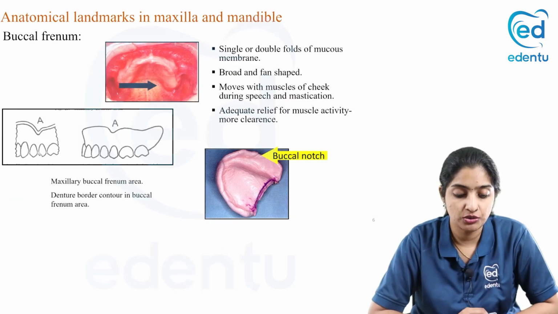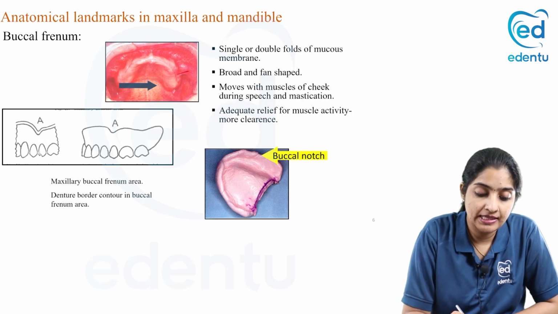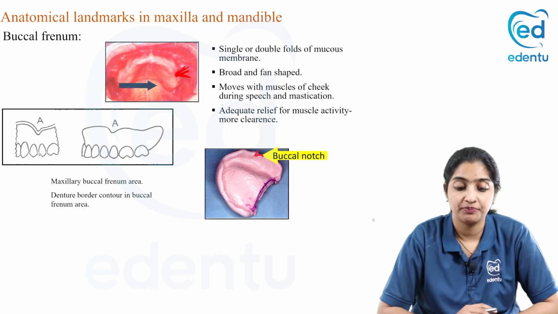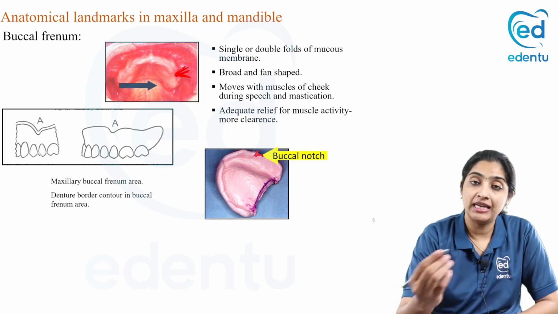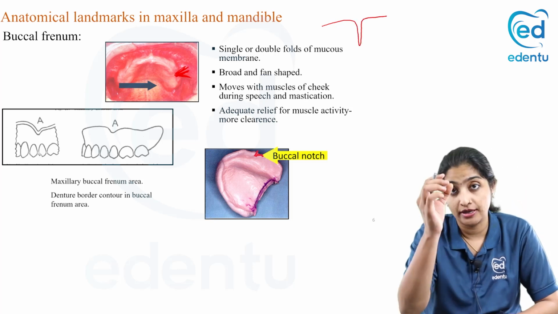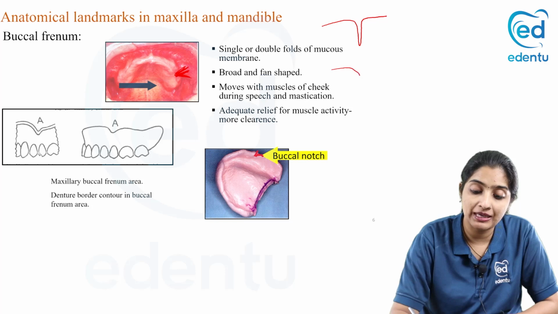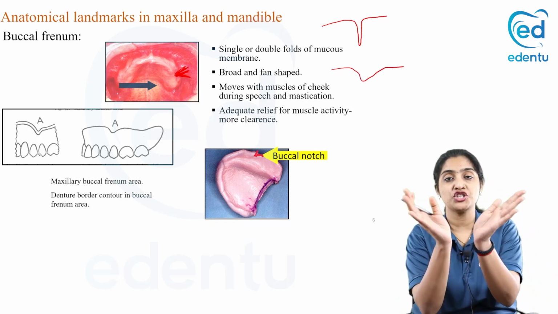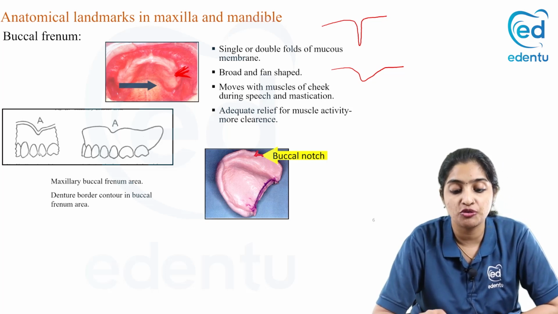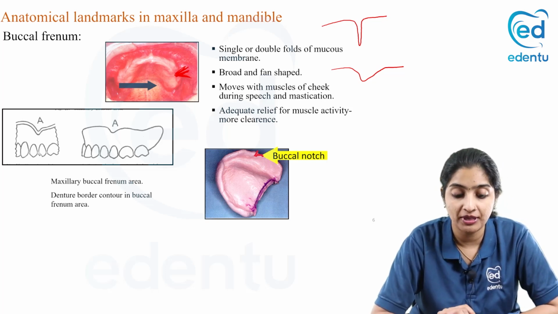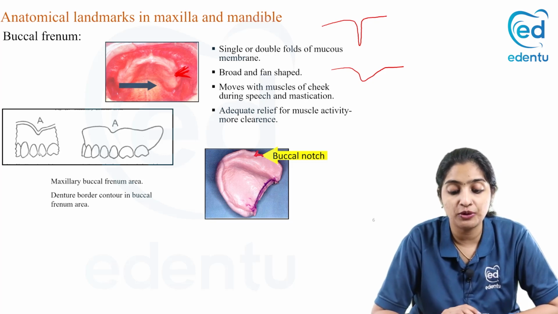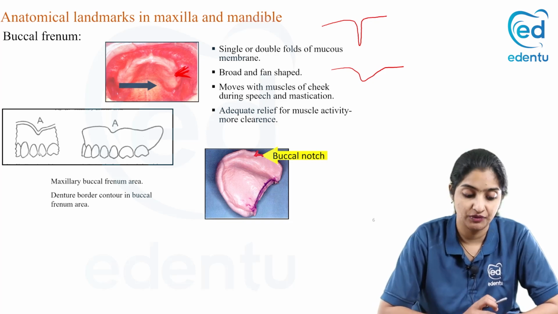Okay. Coming to the buccal frenum, this is the buccal frenum, and here you can see the buccal notch in the impression. Now, compared to the labial frenum, like we mentioned, the labial frenum is thin, narrow and longer, whereas the buccal frenum will be more fan-shaped or V-shaped with a wider notch. It is single or double folds of mucous membrane, broad and fan-shaped, moves with the muscles of the cheek during speech and mastication, and adequate relief for muscle activity and more clearance has to be given.